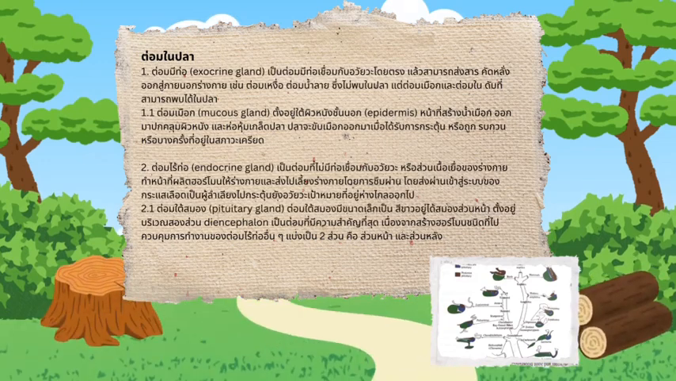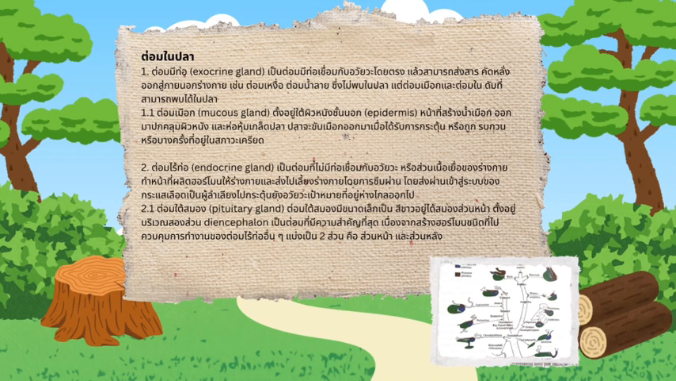Glands in fish. Summary. 1. Exocrine glands. Have ducts that release secretions outside the body. Examples in fish include mucus glands, which produce mucus covering the skin and scales. Mucus is secreted when fish are disturbed, stressed, or stimulated. 2. Endocrine glands. Have no ducts. They release hormones directly into the bloodstream to regulate body functions.